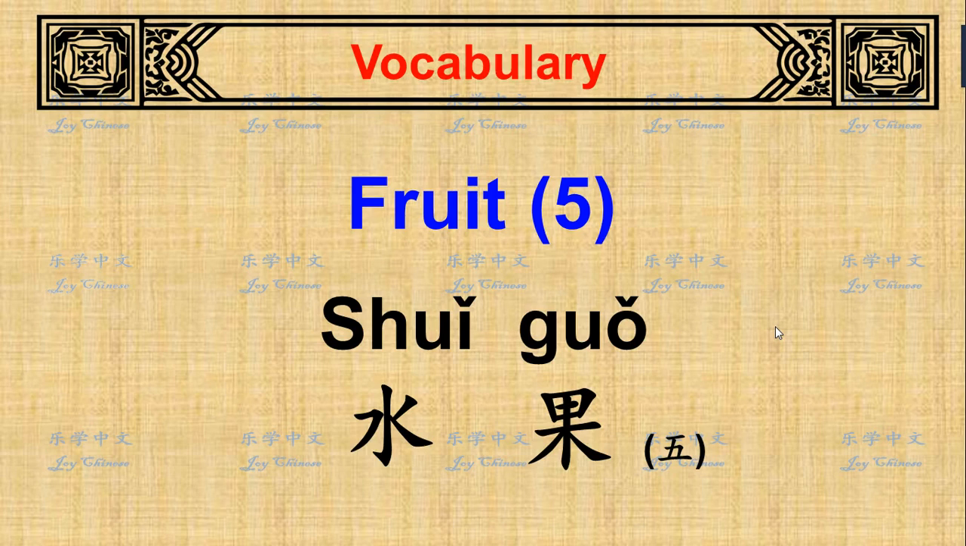Hello, welcome back. This is a vocabulary. Fruit 5. 水果5. And this is going to be the last part for the fruit.